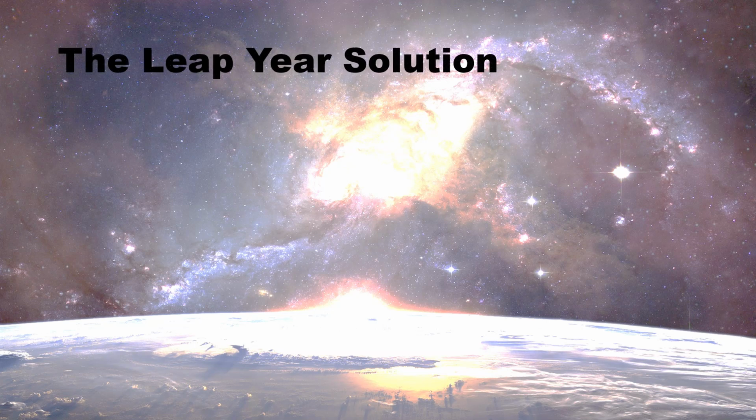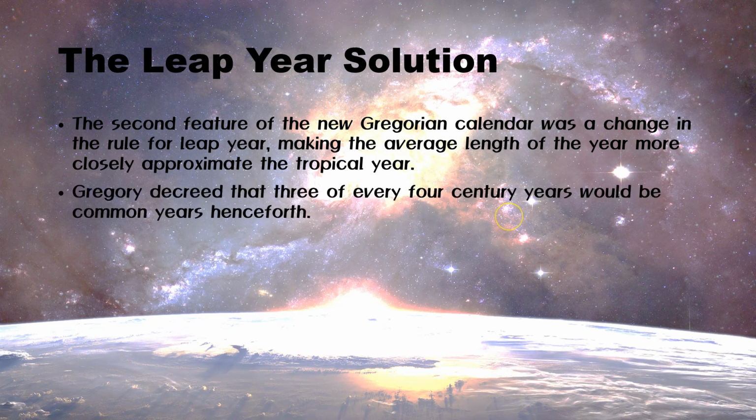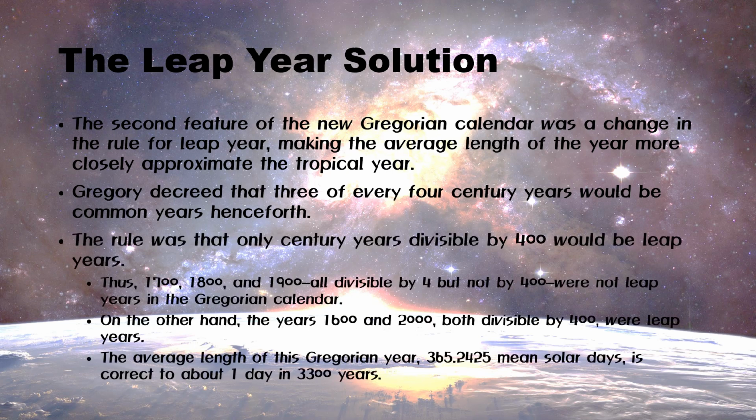The second thing was the leap year solution, because if you remember, the Julian calendar proposed every 4 years we're going to add a day. Well, the second feature of the new Gregorian calendar was a change in the rule for leap year, making the average length of the year closer to that of a tropical year. Gregory decreed that 3 of every 4 century years would be common years henceforth. Now that might sound a little jargony, so let's break that down. The rule was that only century years divisible by 400 would be leap years.